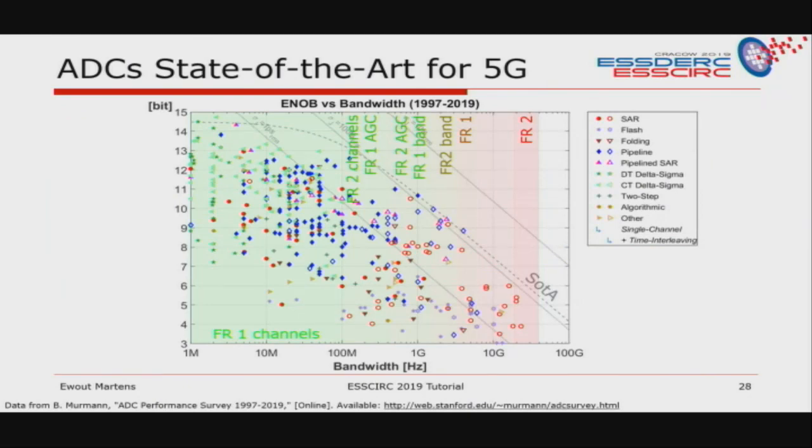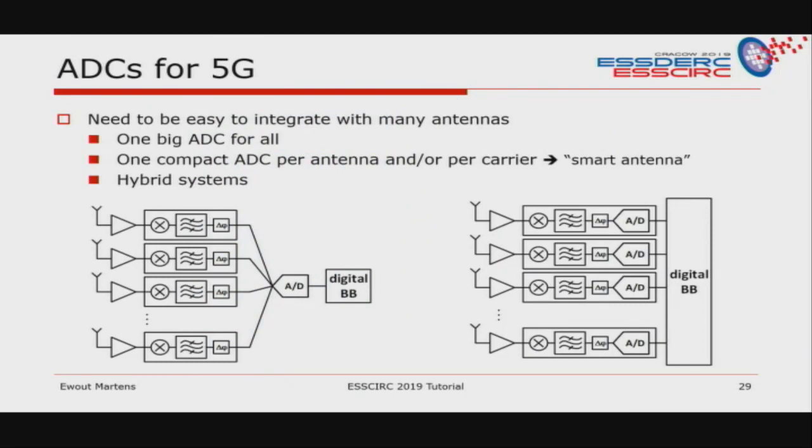Again, if you look at the state of the art, if we just look at channels, then we have a wide number of options, and the higher we go in frequency, the fewer ADCs are available, and the more difficult in general it will become. So if you want an ADC in a 5G MIMO system, we need to integrate it with many antennas, and then there are several options.